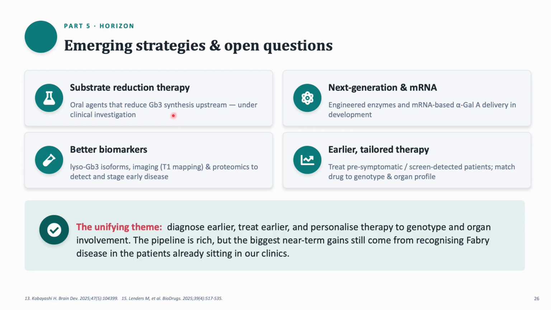Beyond approved drugs and gene therapy, several strategies are emerging. Substrate reduction therapy uses an oral agent to cut Gb3 production upstream and is now under clinical investigation. Next-generation engineered enzymes and mRNA-based delivery of alpha-GLA are in development. On the diagnosis side, new biomarkers like lyso-Gb3 isoforms, cardiac T1 mapping, and proteomics detect early stage disease. Early detection means early therapy. Pre-symptomatic screening to detect patients, and matching drug to genotype and organ profile, is now developing new treatment policy. The unified theme: diagnose earlier, treat earlier, and personalize therapy to genotype and organ involvement.